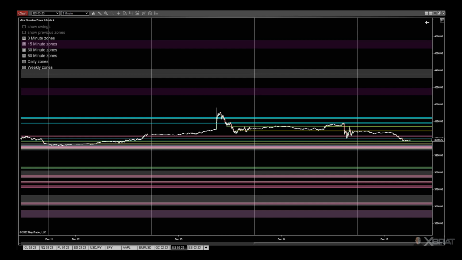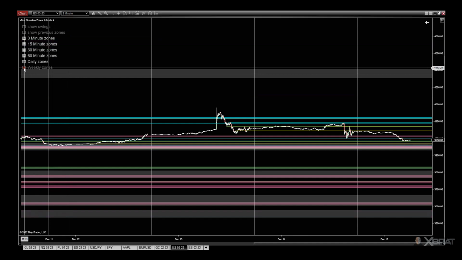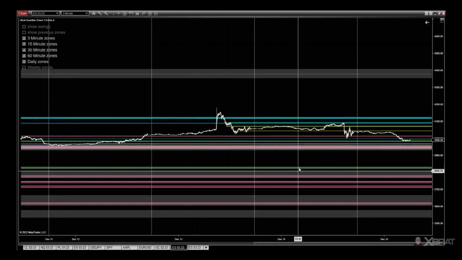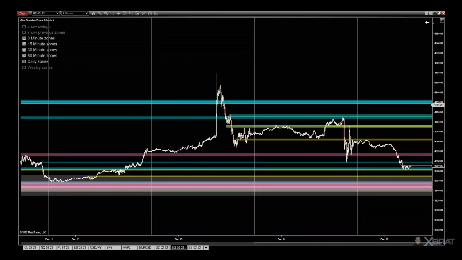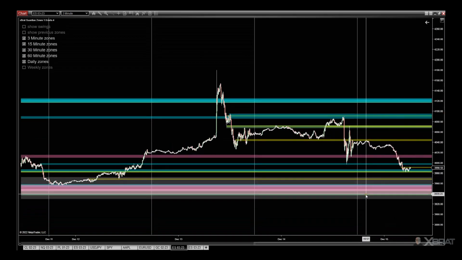So first of all, I just want to go over the colors, and then I can just switch them off so you can see more and more. These darker purple zones down here are the weekly zones, and on a 3 minute chart probably not going to be relevant. And then the gray you can see in and around here, and if we zoom in a little bit, this gray, green, pink and the cyan all at the same line.